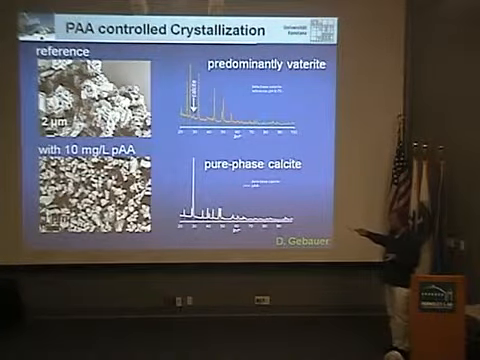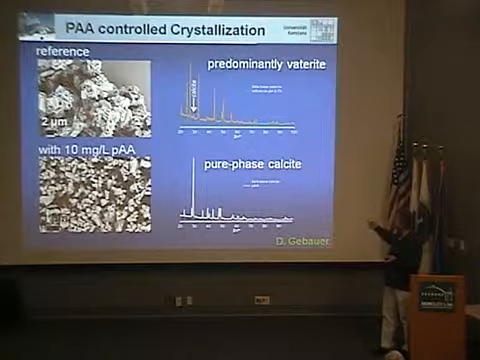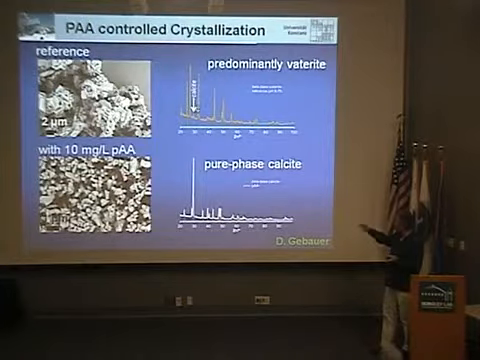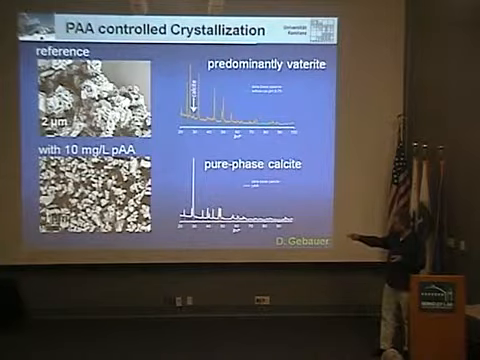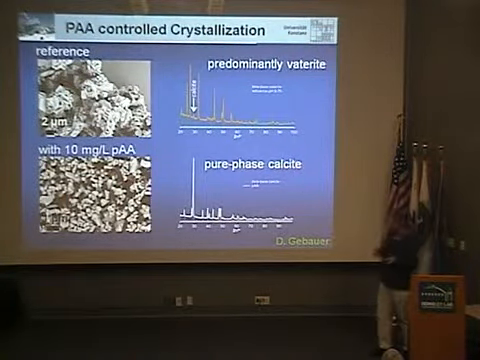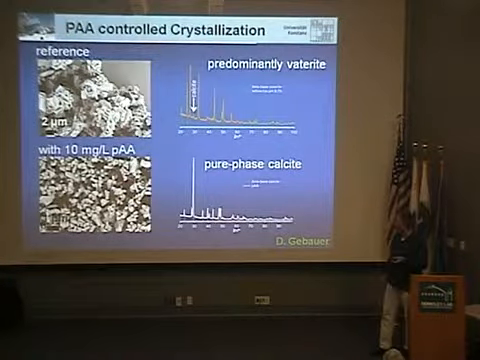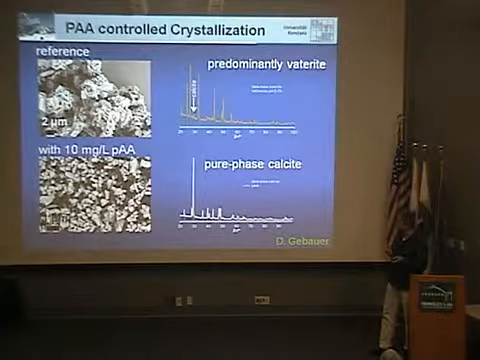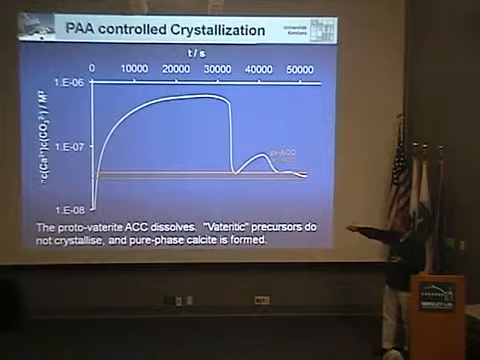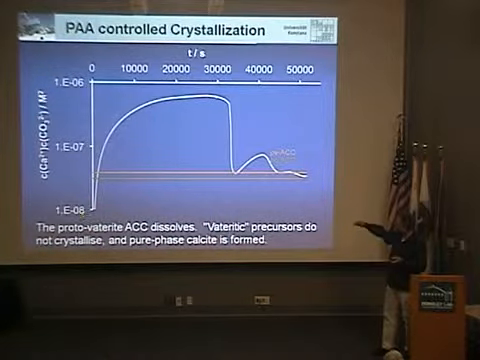So if I look at the precipitates of calcium carbonate in presence of polyacrylic acid, in the reference experiment at a high pH, I get predominantly vaterite and some calcite crystals. If I add polyacrylic acid, I form pure phase calcite. So obviously it's also got an influence on the polymorph formed, and that was interesting to us, why these additives can influence the polymorphs.